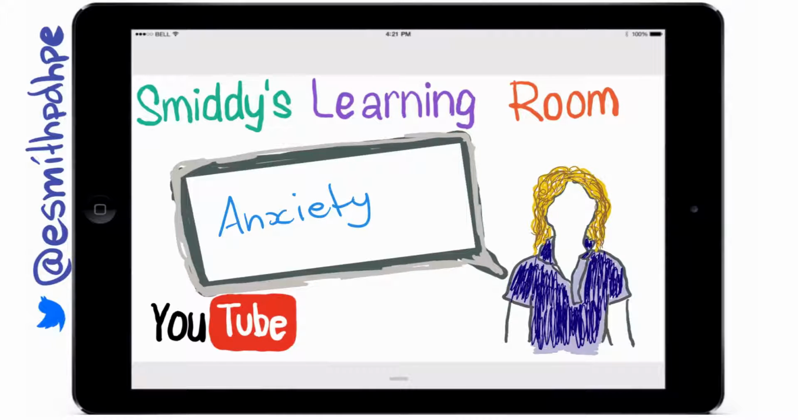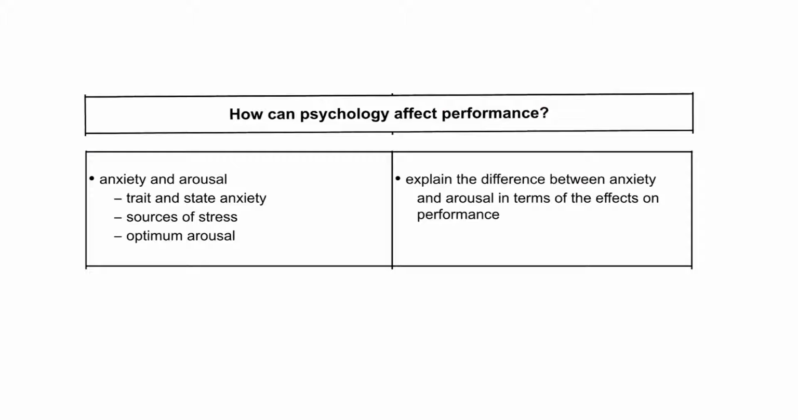Today we continue to have a look at the focus question in Core 2, how can psychology affect performance? And we move on to the dot point today relating to anxiety. So when we look at the syllabus, again, we look at the focus question, how can psychology affect performance? And we come down to the dot point, anxiety and arousal. And we're looking at these concepts, trait and state anxiety, sources of stress, and optimal arousal. So this video will take us through these aspects of anxiety and arousal.